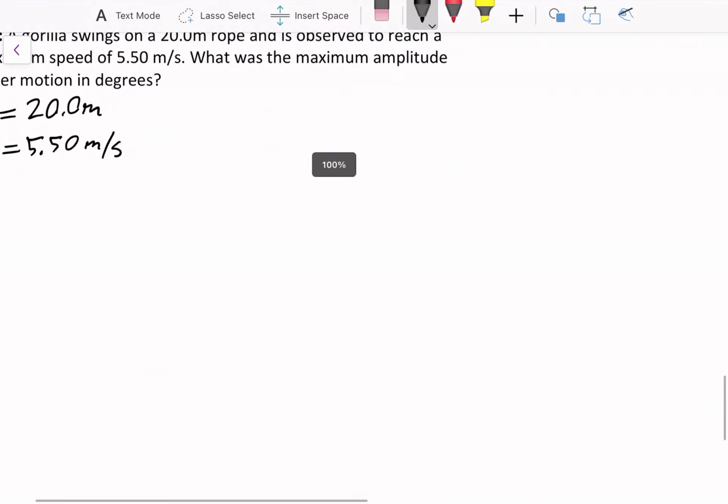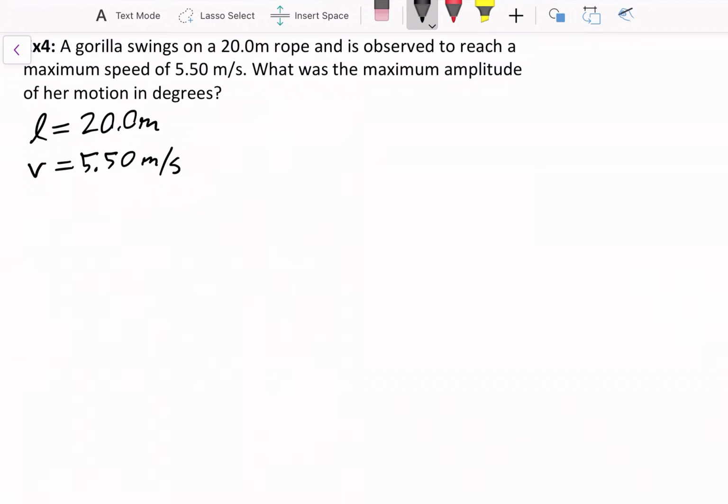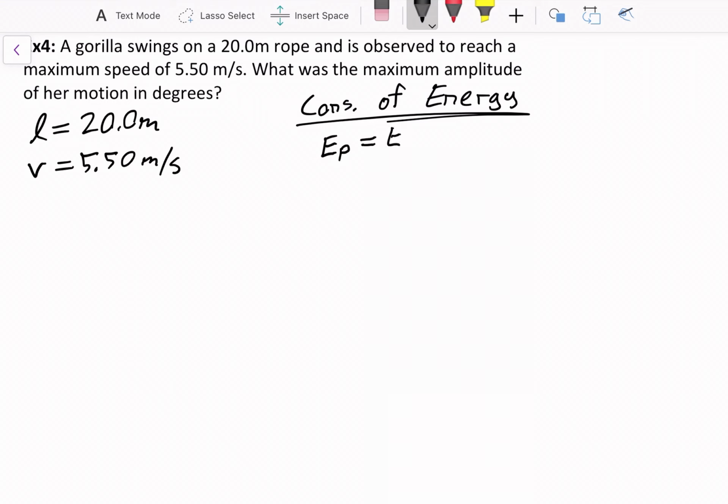Anytime with a question like this, where we are dealing with a velocity right away, or a speed rather, you should immediately think this is going to be a conservation of energy question. Conservation of energy. So the two types of energy that are being transformed into each other in this question, well, we have gravitational potential energy, and that is going to be equal to kinetic energy.